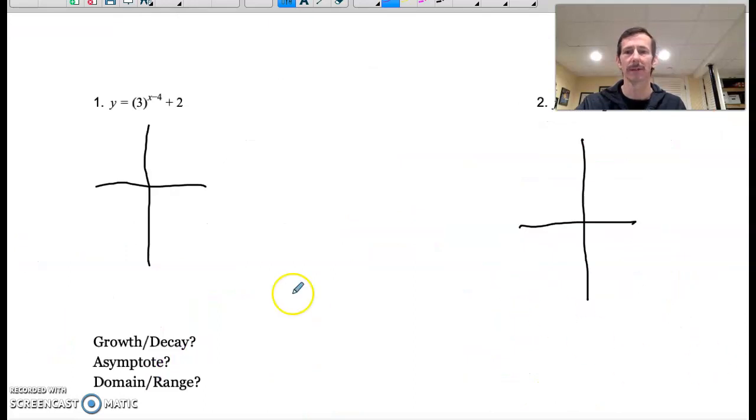All right, now we're going to do a couple quick examples and we're going to move on. So if I look at this example, just quickly talking about whether it's growth or decay, this is my b value in here. It's bigger than 1, so this one would be growth for sure.